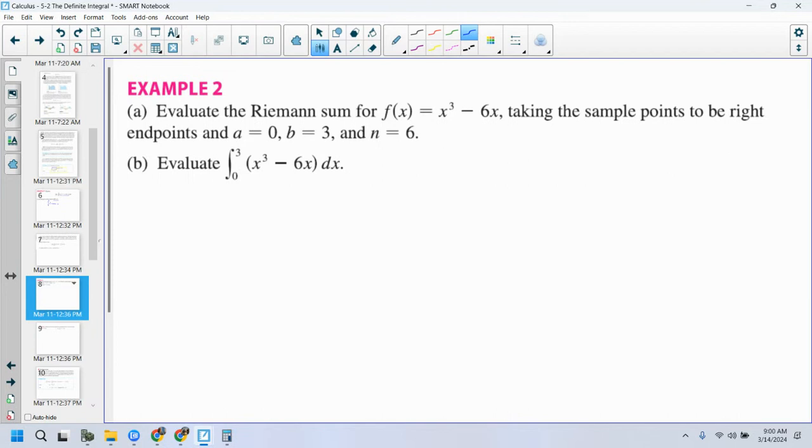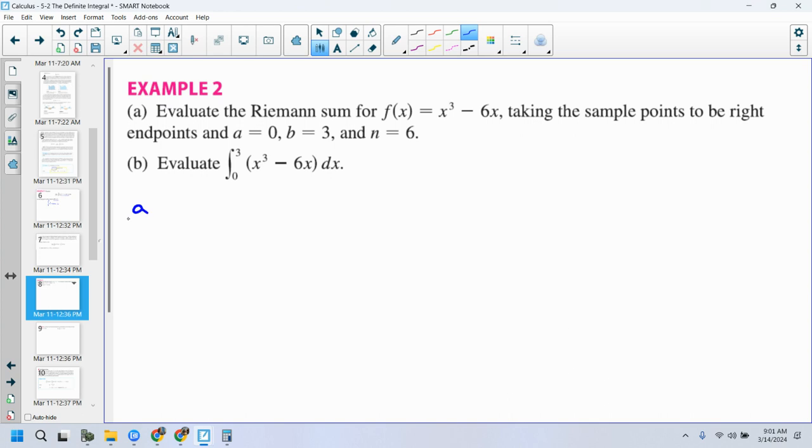Understand that those two things are actually asking you the exact same question. I am asking you to perform the exact same operations, the exact same answers. The difference is A is an estimate and B is an exact. A is going to be an estimate. I'm going to find the Riemann sum, which is an estimate of the area. And then in part B, I'm going to find the actual area. I'm going to teach you how to do that.